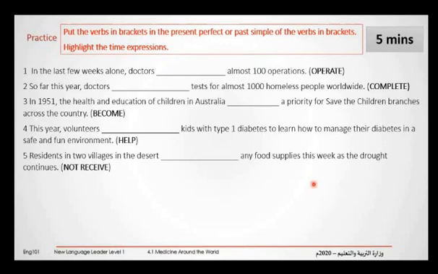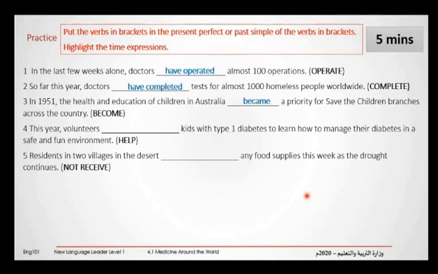Number 1. In the last few weeks alone, doctors have operated almost 100 operations. Number 2. So far this year, doctors have completed tests for almost 1,000 homeless people worldwide.